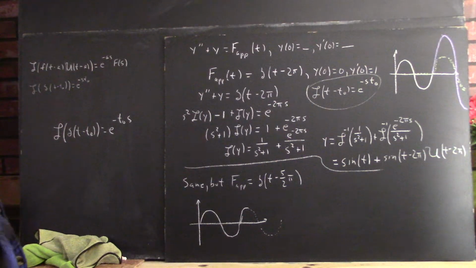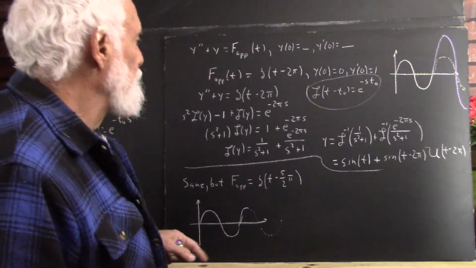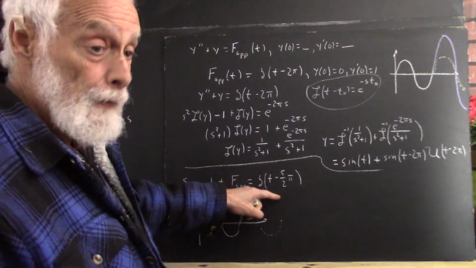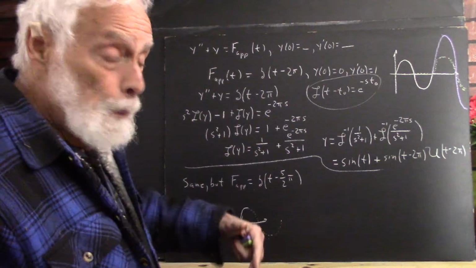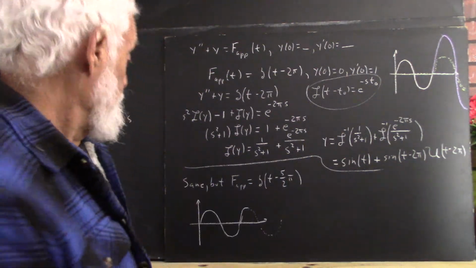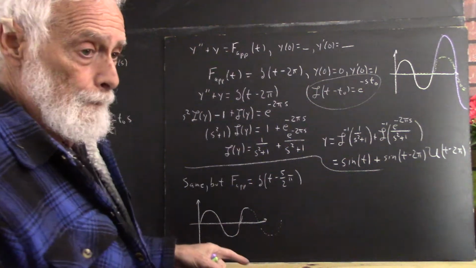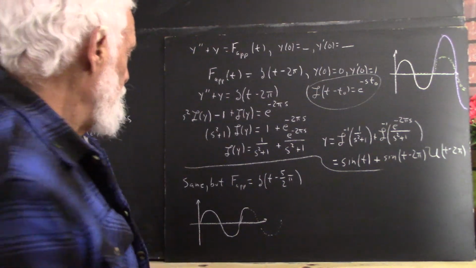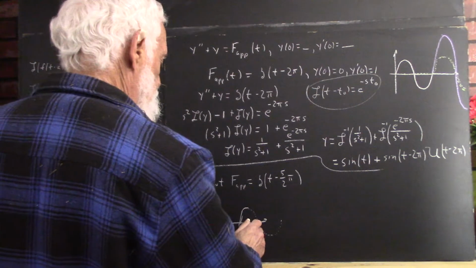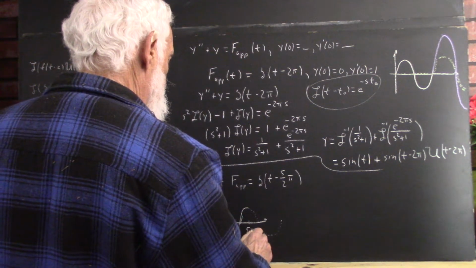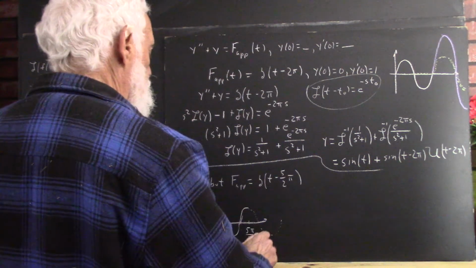Now what if, instead of applying our impulse at 2 pi, we apply it at 5/2 pi? Now that's 2 pi plus 1/2 pi, which means we're 90 degrees out of phase with this thing. Okay, that means that right here, t is 5 pi over 2.